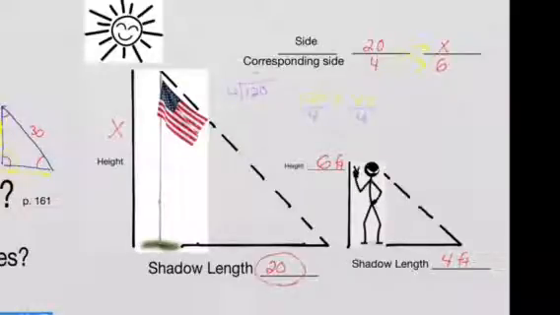4 goes into 12 3 times evenly, and we zero out, add the 0 there, and we know that x equals 30. So without measuring it, we now know that this flagpole, due to its shadow length, is 30 feet long.